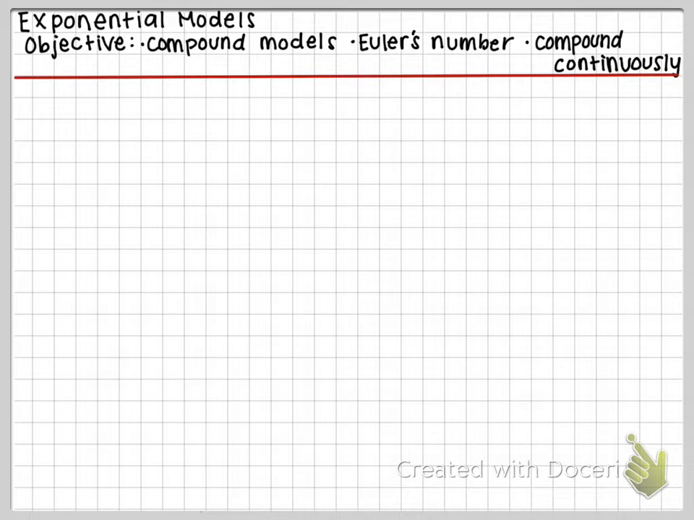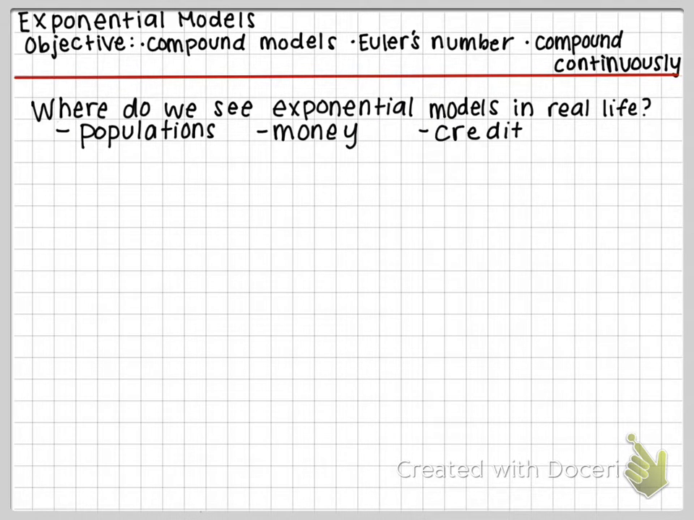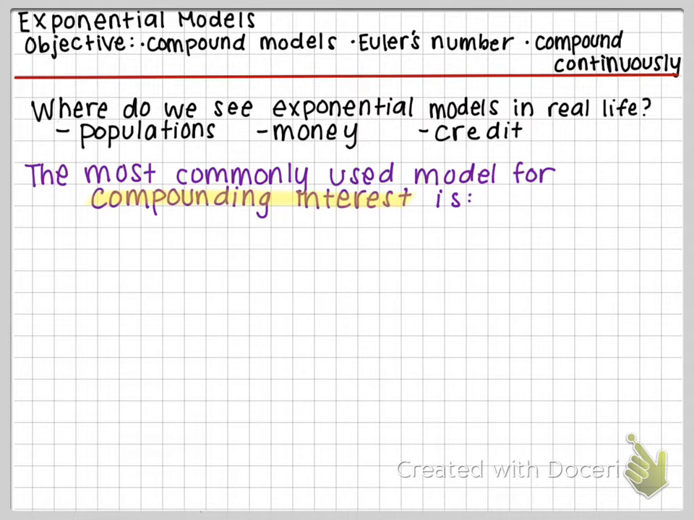Today our lesson is on exponential models. Our objectives are compound models, Euler's number, and compounding continuously. So where do we see exponential models in real life? There are three things that you're really familiar with: populations, money, and credit. All three of those different things you've seen with exponential models. So we actually use this in real life.